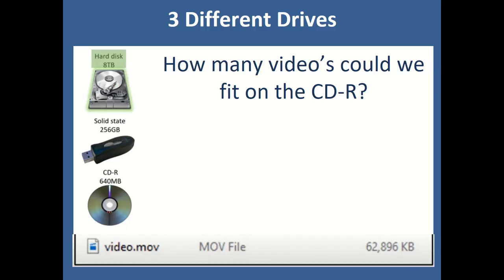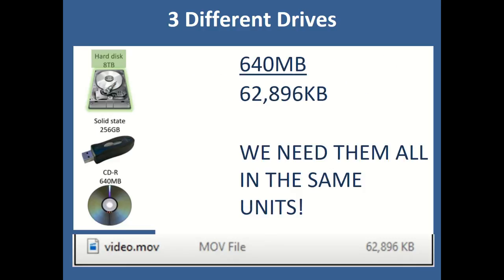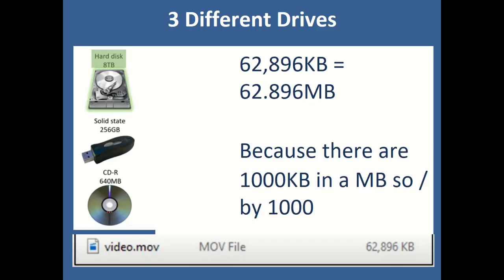Now remember, a video is 62,896 kilobytes. Now we couldn't just divide 640 megabytes, which is the size, by 62,896 kilobytes because they have different units. They're not both in megabytes or kilobytes. What we need to do is make sure they are in the same units first. So we are going to either change the megabytes or the kilobytes. Now in this instance we are going to go for megabytes. Megabytes is a good unit of storage for us to measure.